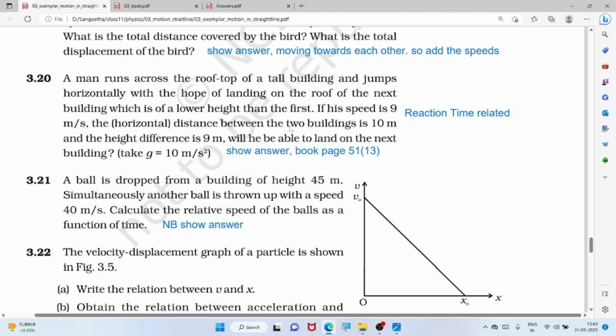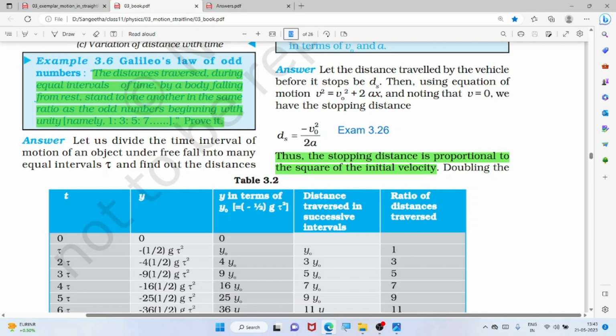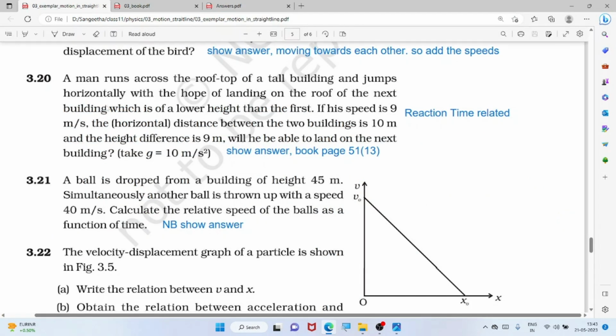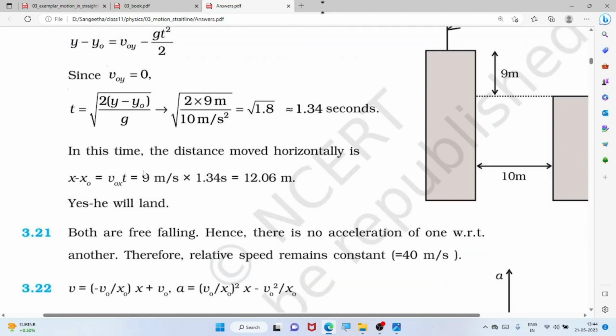Okay, this formula is related to the reaction time. Page 13. This is the reaction time. They are using this formula. So they have given the details of how it happens. Okay, we are using this distance formula: initial velocity times time minus half acceleration times time squared. So he will land.